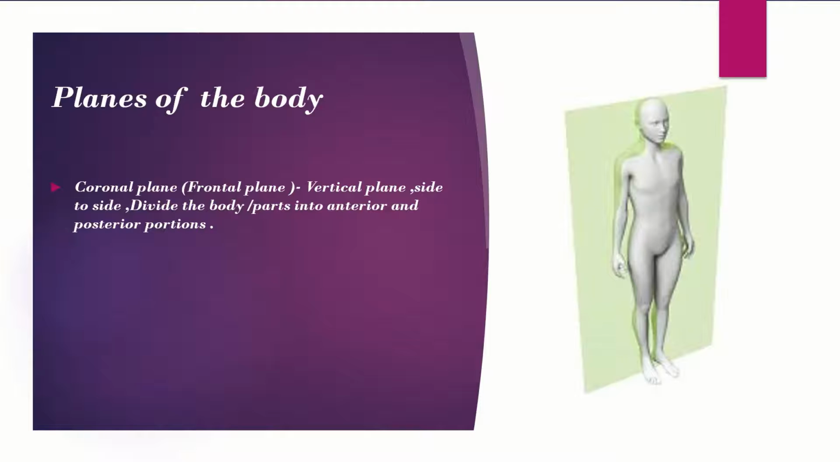Planes of the body. There are three planes. First, we are going to learn about the coronal plane. This is otherwise known as the frontal plane. This plane is vertical, goes from side to side and divides the body parts into anterior and posterior, that is front and back.